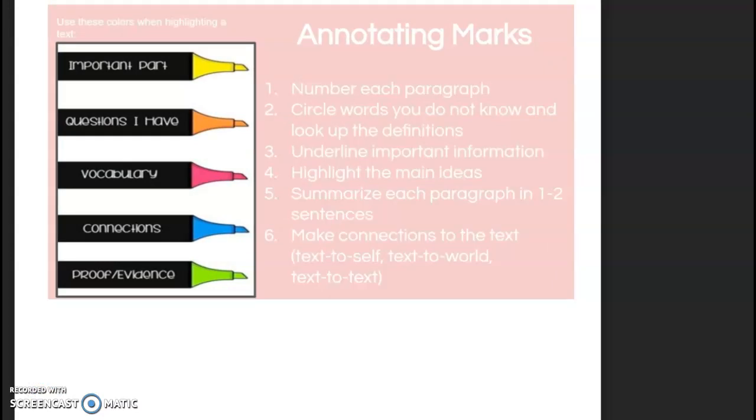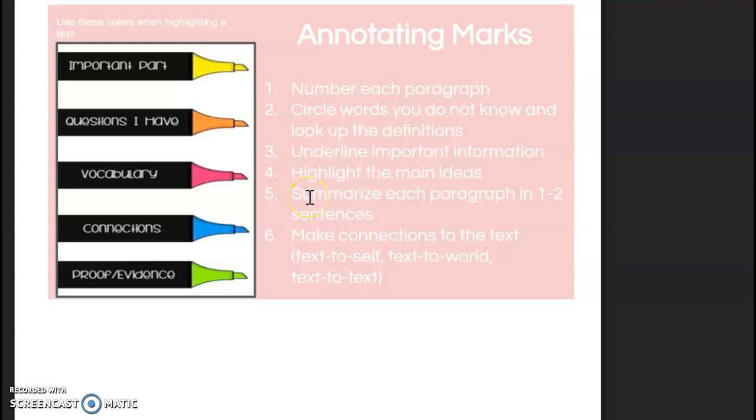So, first and foremost, when you are annotating, right after you finish or even before you finish, make sure that you number each paragraph. It's going to help you when you're citing after. So if you can go back and refer to paragraph 3 of the article, do that. You're going to circle any words you do not know. You're going to look them up, you're going to define them on the sides of the article. We're going to underline anything that's just important. We're going to highlight some of the main ideas or the important parts.